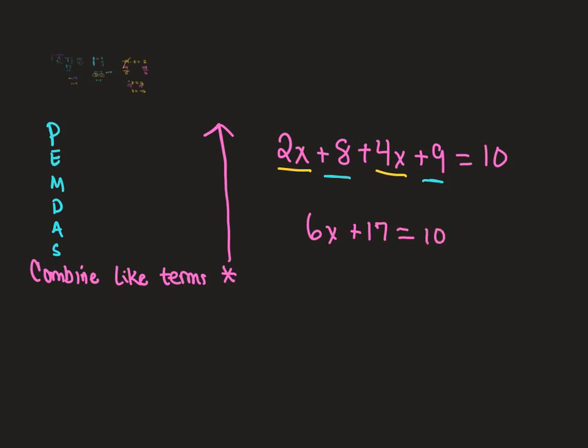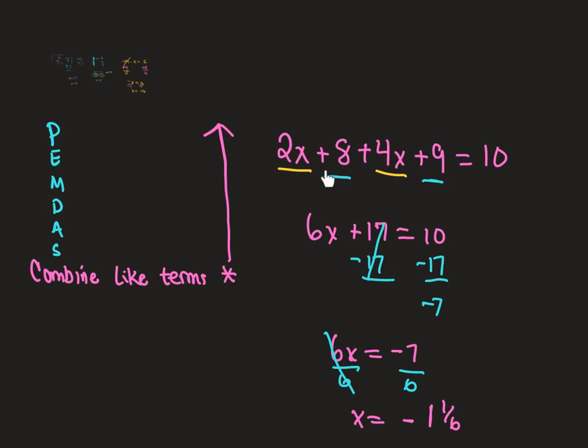Now I'm ready to sing the song twice. Minus 17, cross out, what's my answer. Rewrite the question. Divide by positive 6, divide by positive 6, cross out, what's my answer. Negative 1 and 1/6. That didn't go evenly, but that's okay. We can get mixed numbers. No problem. So sometimes you have to combine like terms on one side before you can start singing the silly song on both sides.